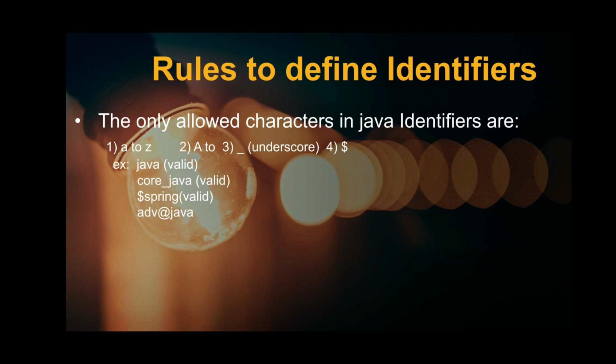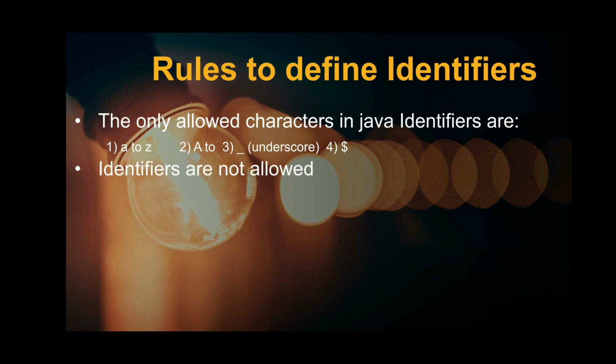Why? Because the rule says you can use only small a to z, capital A to Z, and the special symbols dollar and underscore only. You cannot use at the rate. So it's invalid. Then the next rule is identifiers are not allowed to start with a digit.